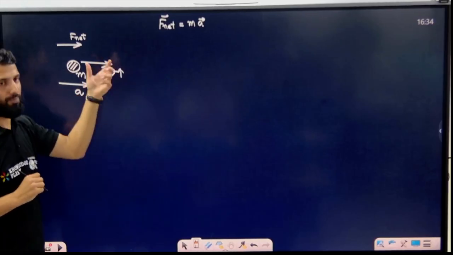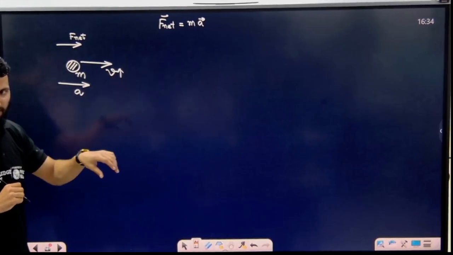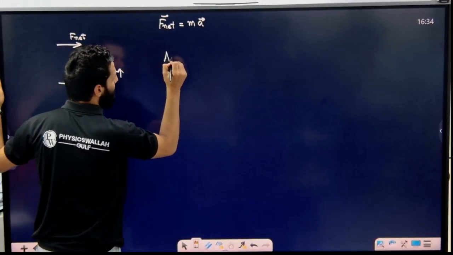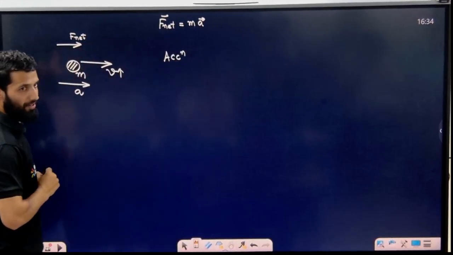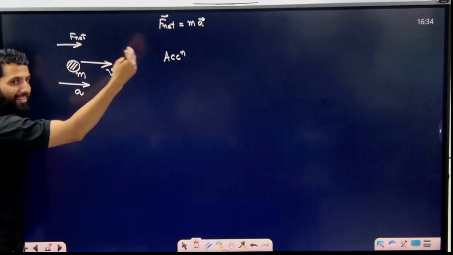What is this case? Is it speeding up or speeding down? Speeding up. Is it a positive acceleration or a negative acceleration? This is a positive acceleration. This is the case of acceleration. Today's topic is very important. I will explain to you why I am teaching you again. I will relate this to angular terms.